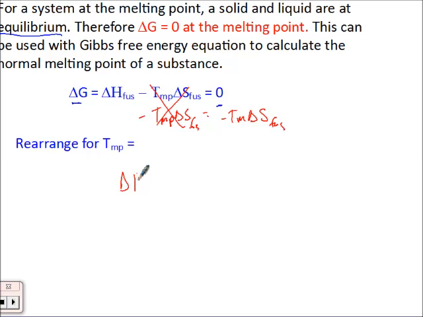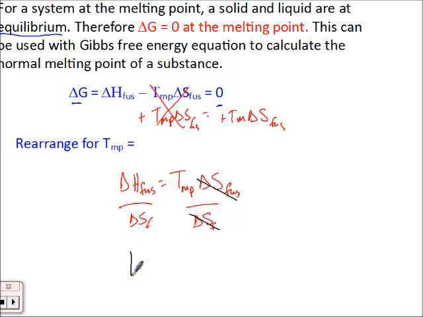So I have delta H of fusion equals T melting point delta S of fusion. Actually, I would add that to both sides. Now, my enthalpy of fusion is equal to temperature times the entropy of fusion. Divide both sides by delta S of fusion. So that will cancel out here. So T melting point equals delta H of fusion divided by delta S of fusion.